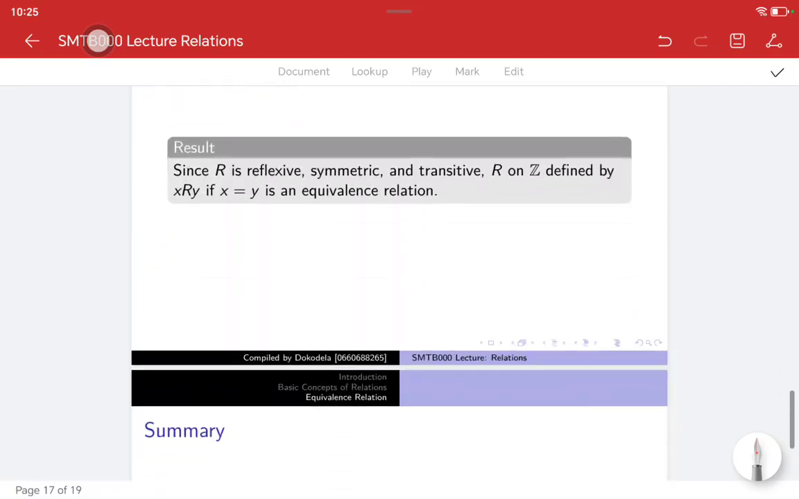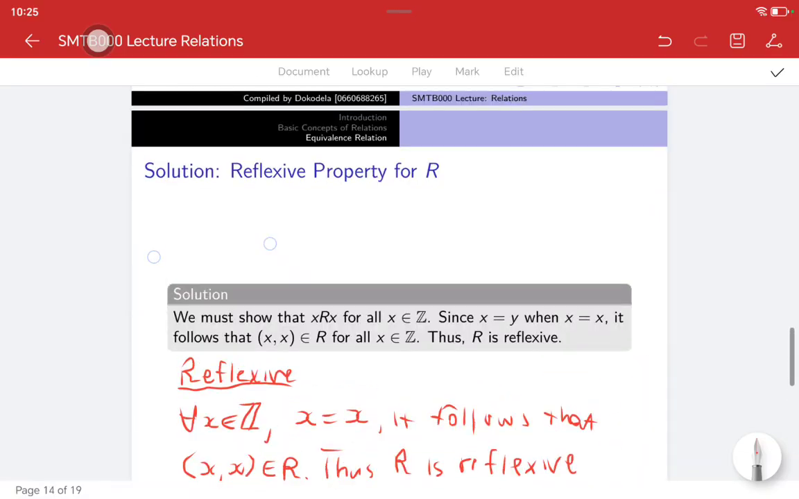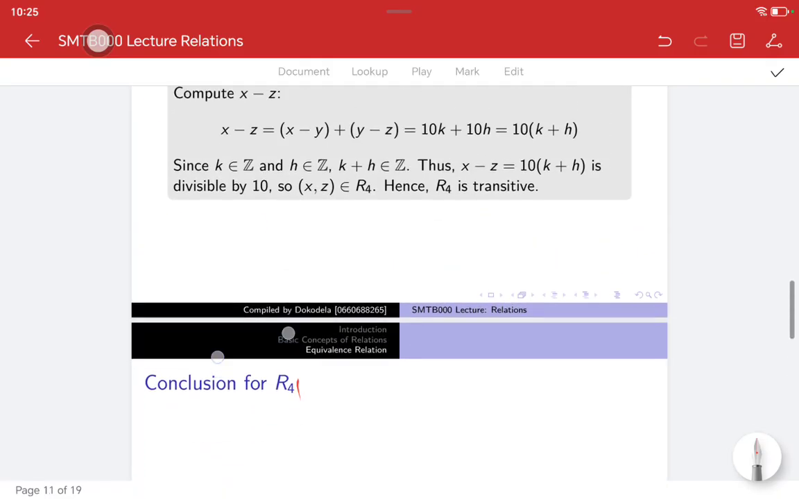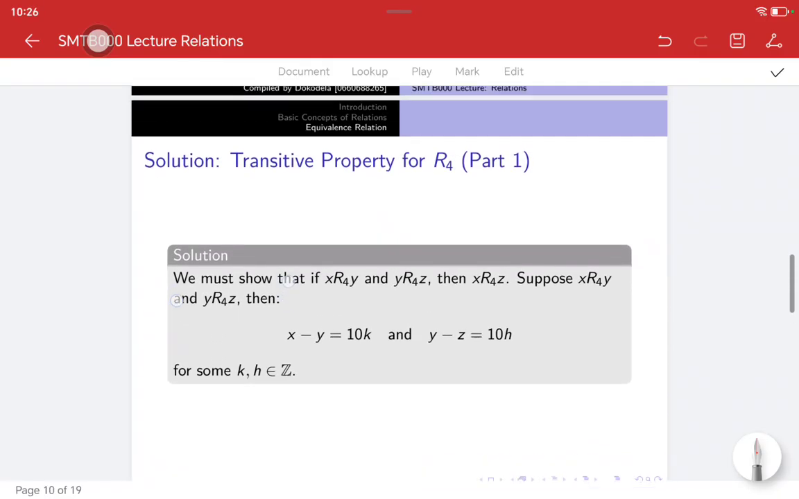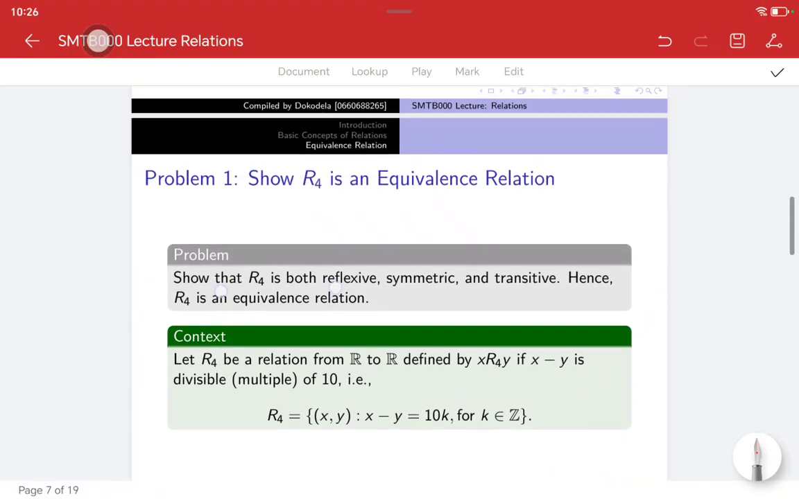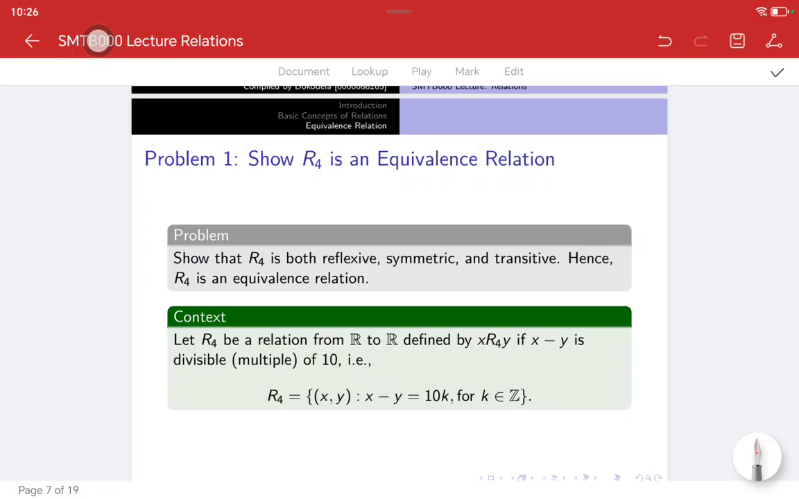So now, this is just the summary of the two examples. Then now we go back to the first one. If you have a question, remember to stop and ask me, because if I'm the one asking the questions, you don't reply, right? So now we come here to the problem, right?